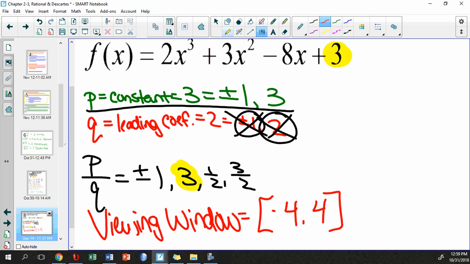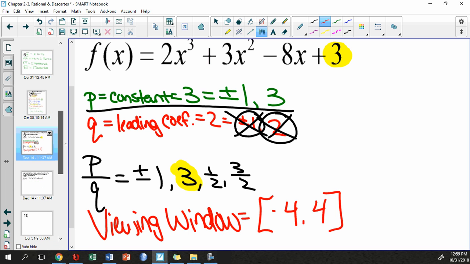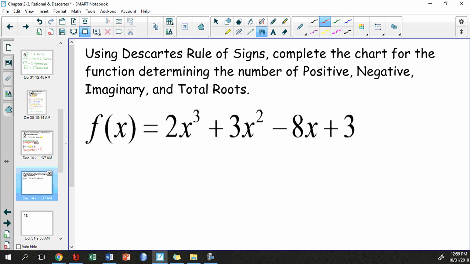Okay, so that's P over Q. Next, Descartes' rule of signs. I need to know how many possible positive roots I'm going to have and how many possible negative roots I'm going to have.